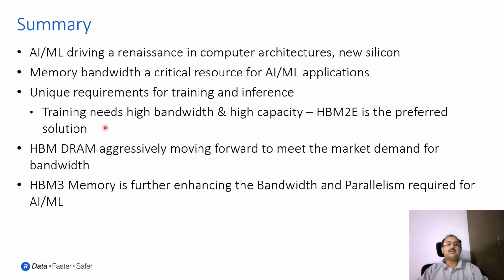As of today, HBM2E is one of the preferred solutions, and HBM DRAM is moving aggressively to meet all kinds of demands that the AI ML industry is posing. HBM3 is going to be probably the futuristic leader and the one which will be of choice with its high bandwidth and parallelism, which will be used by AI and ML applications.